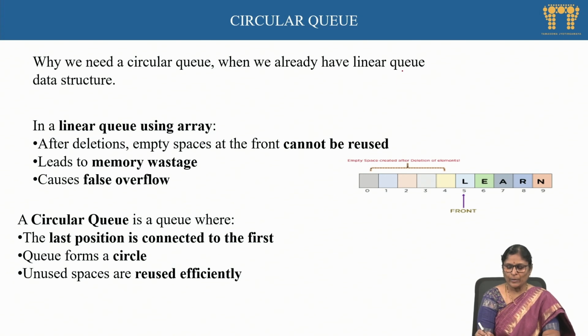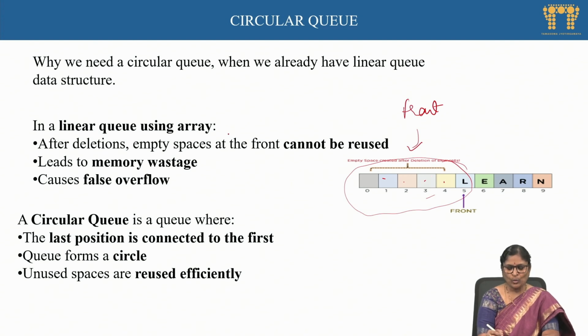The disadvantage of a linear queue is that whenever you delete elements from the front, a free space is left over on the left-hand side of the array. This unused space, as shown in this array, is kept unused. For this reason, we have to go for a circular queue.